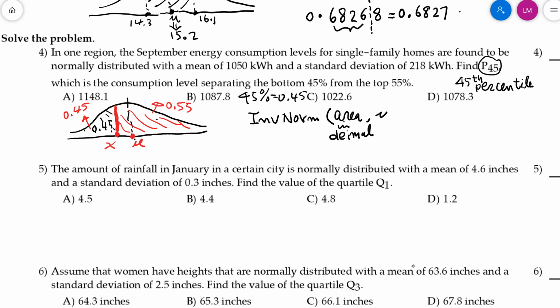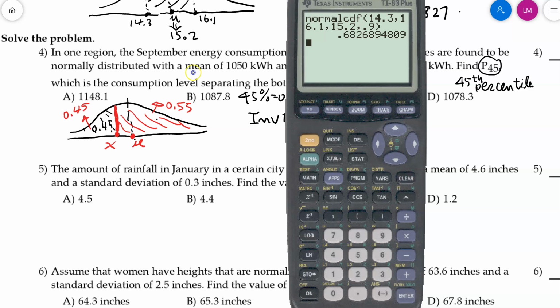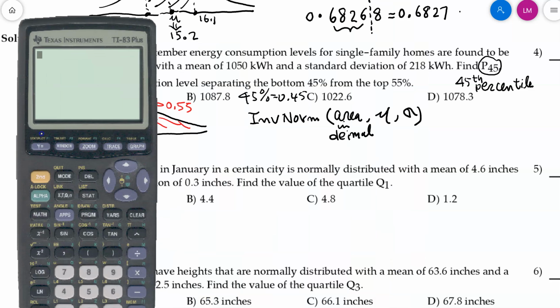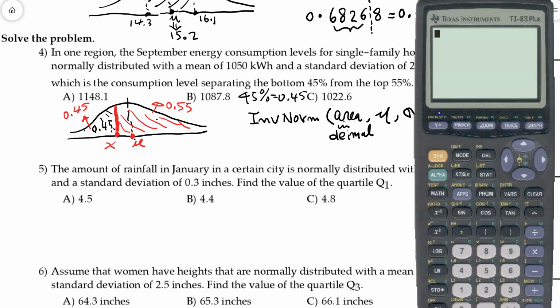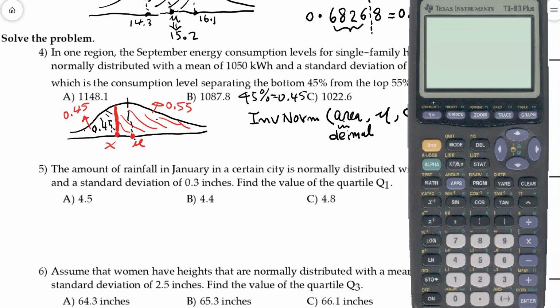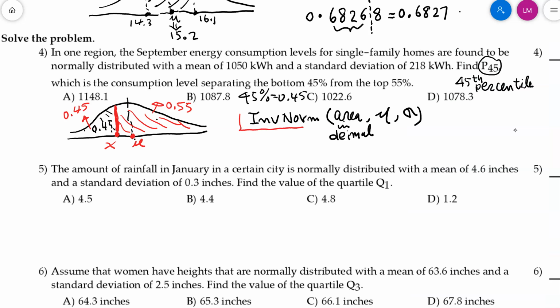And then mu, and then sigma. So this area is a probability. Put it in your calculator. Calculator out. Clear. Now bring it over here. So what do you want to put? Area is 0.45. Now you have to do second bars. This time you have to go inverse norm. I said inverse norm.